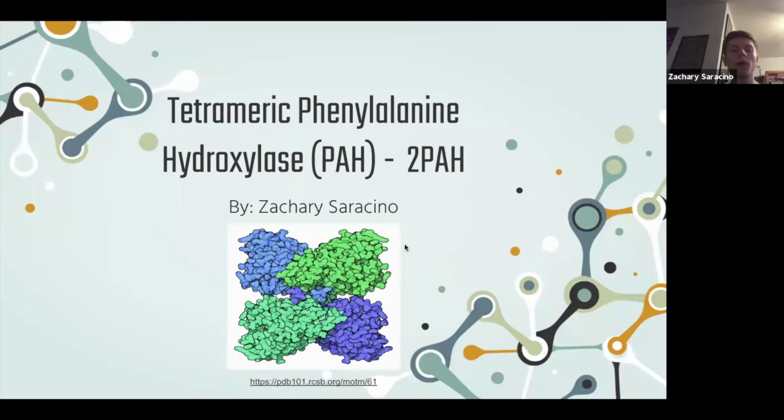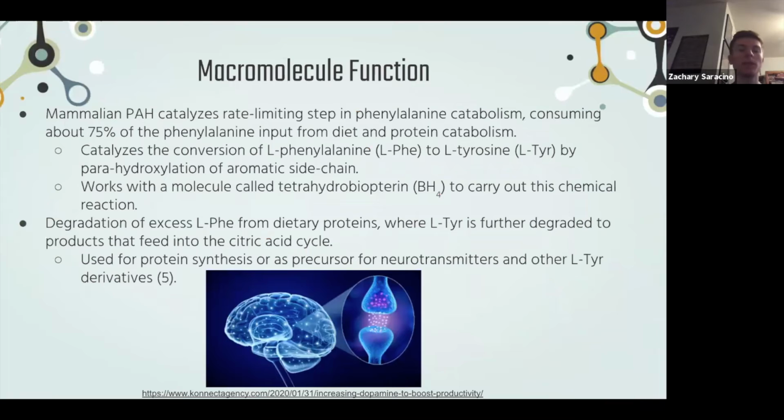Hi, everyone. So my protein was tetrameric phenylalanine hydroxylase. For some basic information on how this macromolecule functions, essentially in mammals, it catalyzes the rate-limiting step in phenylalanine catabolism. What that means is it helps convert L-phenylalanine to L-tyrosine through hydroxylation of the aromatic ring.